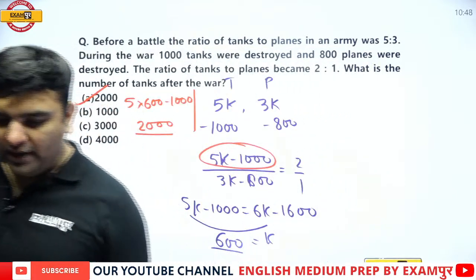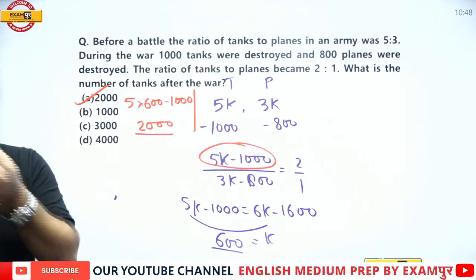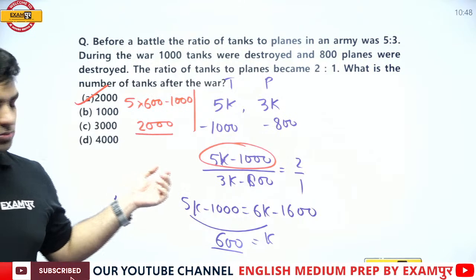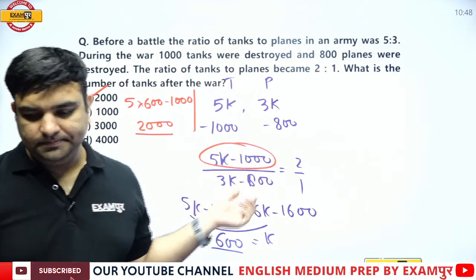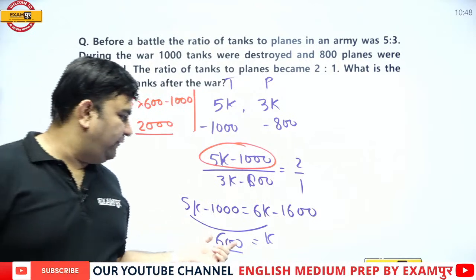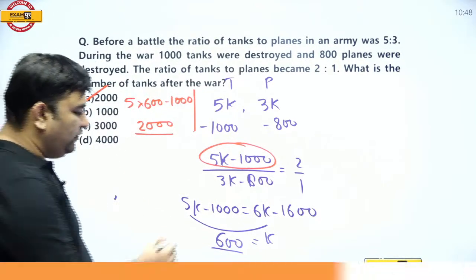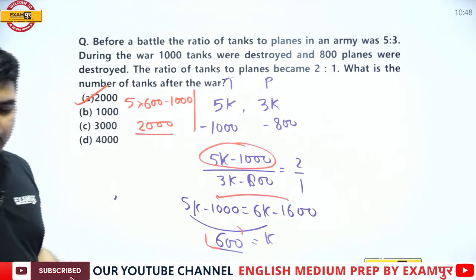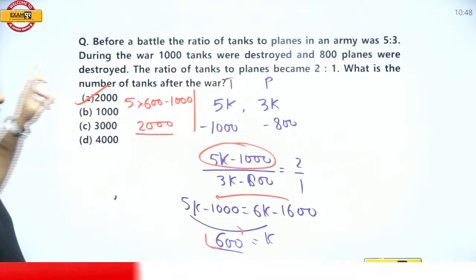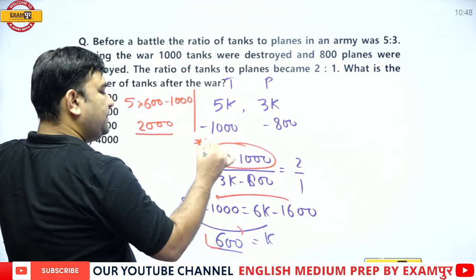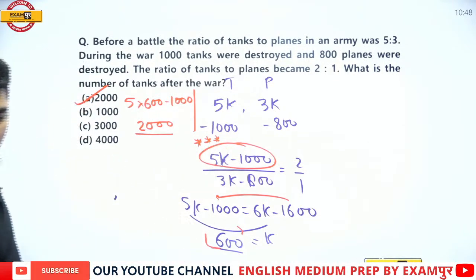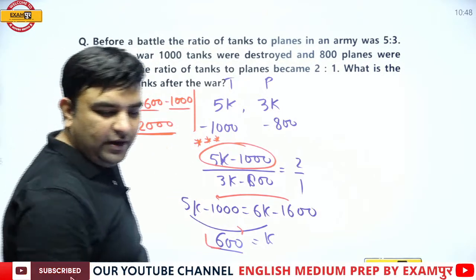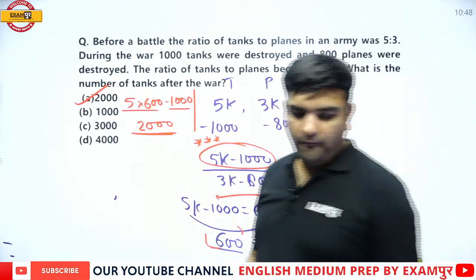Okay, what are the errors you have done, guys? On simplifying, you will take this K over this side and this over this side. So K will come out to be 600. If K is 600, the tanks after the war are 5K minus 1000. So 5K minus 1000 is 2000. Perfect now?